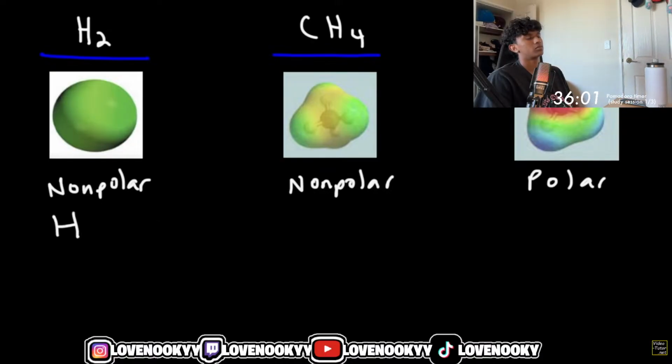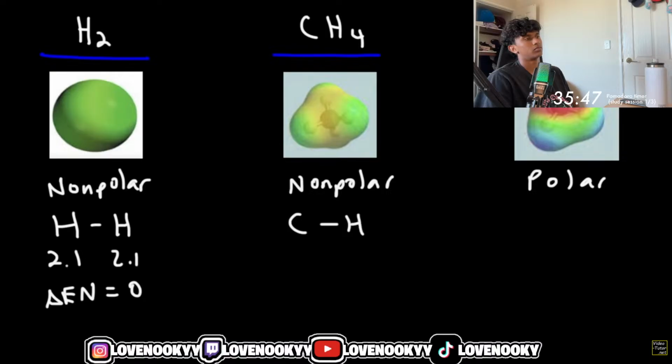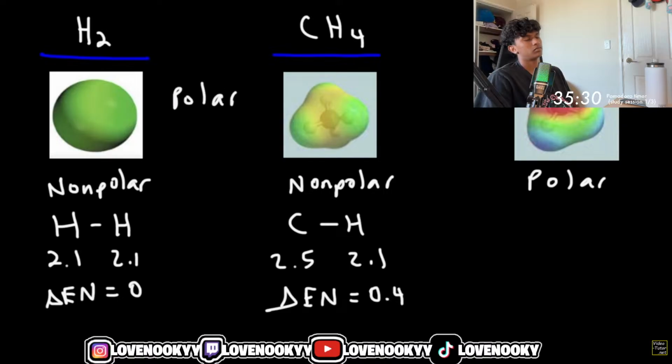Now, when we look at hydrogen, hydrogen has an electronegativity value of 2.1. So the electronegativity difference in this bond is 0. Now, when we focus on methane, particularly the carbon-hydrogen bond, the EN difference is not 0. Carbon has an electronegativity value of 2.5, and for hydrogen it's 2.1. So we have an EN difference of 0.4. In order to have a polar bond, the electronegativity difference is defined to be 0.5 or higher. So the CH bond is just below that threshold.